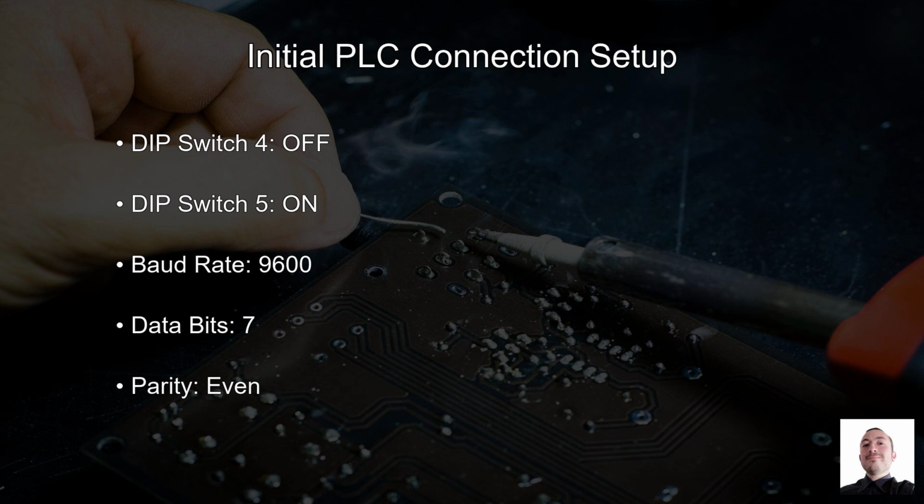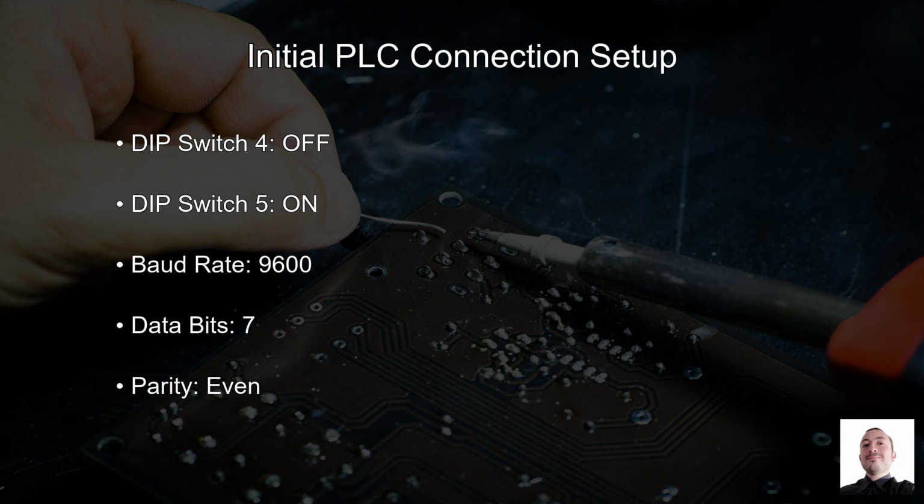Let's delve into the initial steps for configuring your PLC connection. First, ensure that the dip switches are correctly set. For the peripheral port, set dip switch 4 to off and dip switch 5 to on. This configures the port for default settings. Next, connect your cable to the peripheral port and initiate a scan.